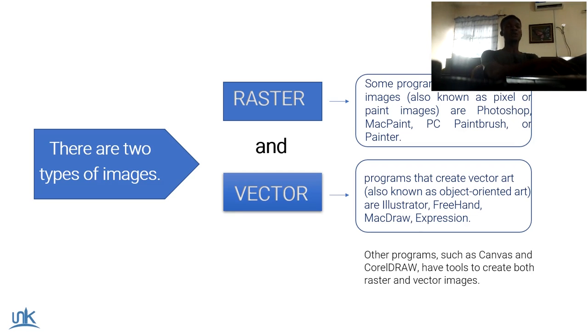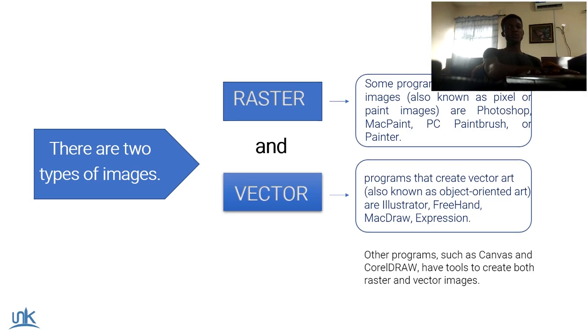CorelDRAW has this feature of raster and vector. You can do raster, you can use CorelDRAW to manipulate and retouch your photos. CorelDRAW has this feature of raster and vector. And another program is Canvas. Canvas also has this feature of vector and raster.